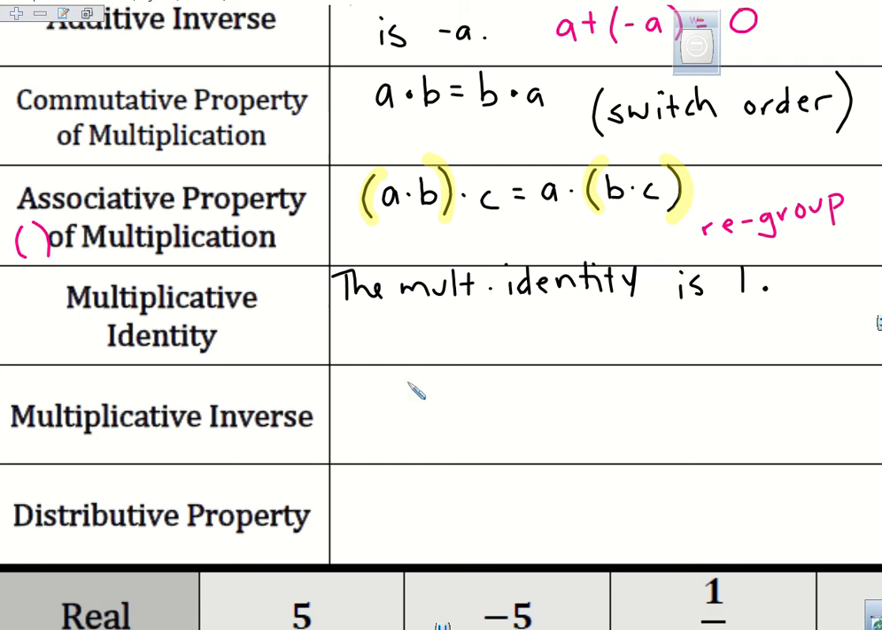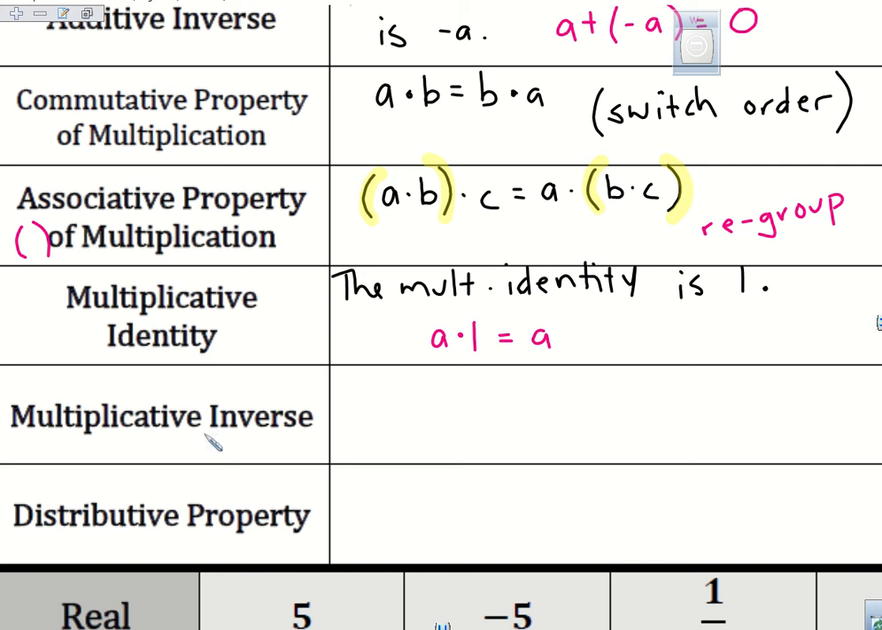Okay, the multiplicative identity is 1. This means A times what number gives us A? That's going to be A times 1. Okay, A times 1 still gives us A. Or think about that in real numbers. 2 times what equals 2? Well, 2 times 1 equals 2.